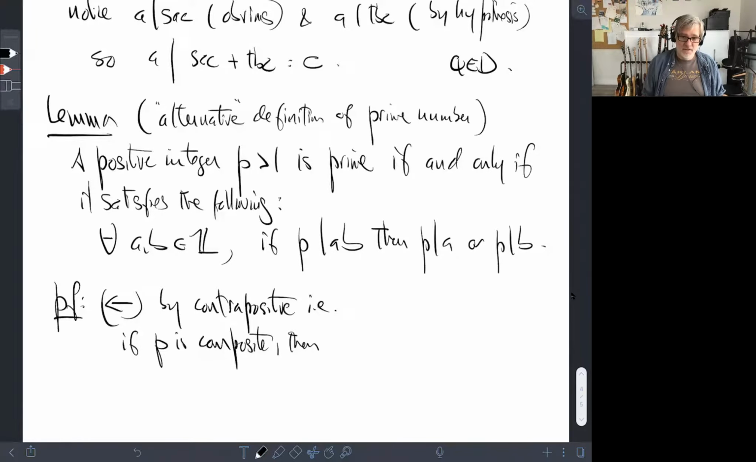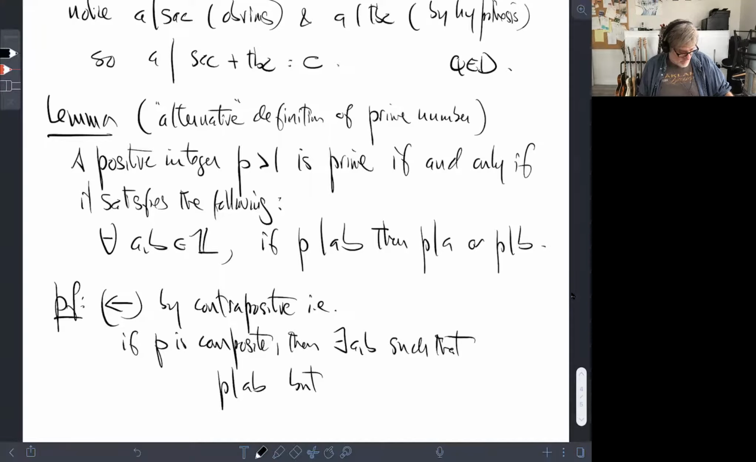What does it mean that this condition is not satisfied? It means it is not true that whenever it divides a product, it divides one of the factors. So it means that there exists a product that P divides and P does not divide any of the factors. Then there exists A, B such that P divides AB, but P does not divide A and P does not divide B. Okay, so that's what I want to show.